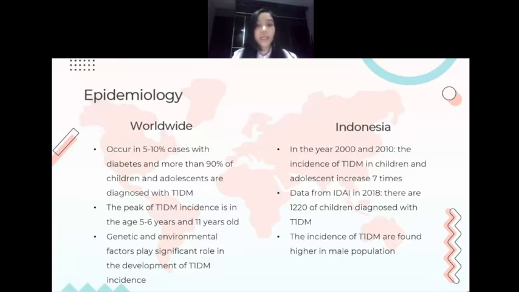T1DM cases still remain undiagnosed or misdiagnosed to this day. This is why we need to increase awareness of type 1 diabetes mellitus by improving the capacity to detect and manage T1DM in Indonesia to prevent death in children.